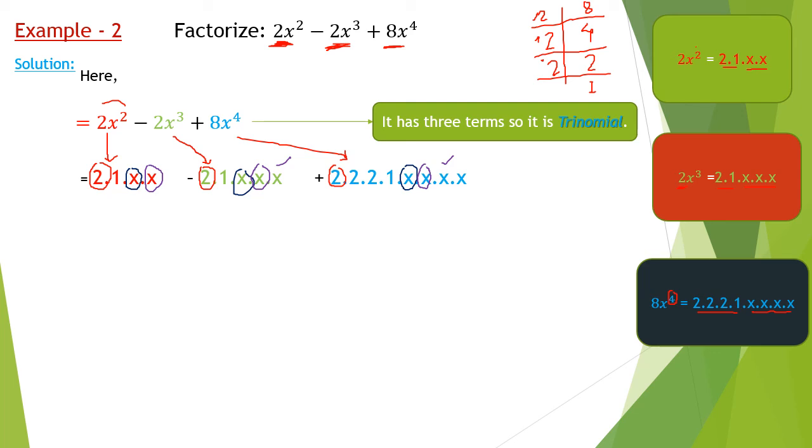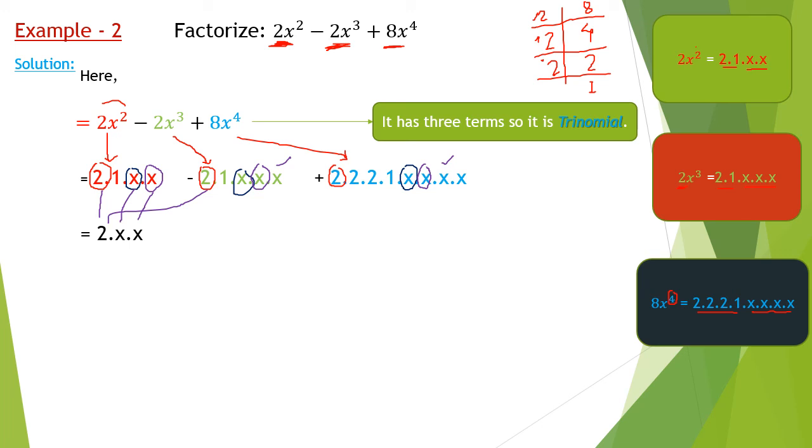Now what we have to do, this common, we have to separate them from the other factors of their term. So let's take common 2x. X is common, isn't it? 2 is common right here. You can see x is common. X is common in all.